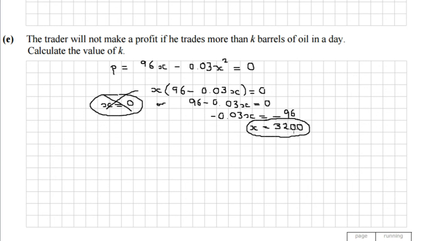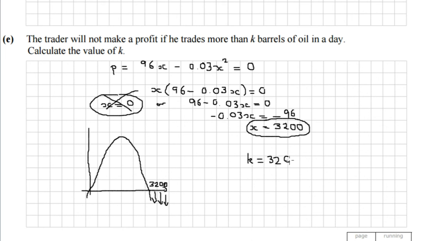But this one we are going to take, because if he trades more than that, if you look at our function here, it looks something like this. This value here, where it cuts the x-axis, will be 3,200. If he trades more than that, he's going to be making a negative profit or a loss. So the value of K here is that 3,200. And that is question 8 completed.